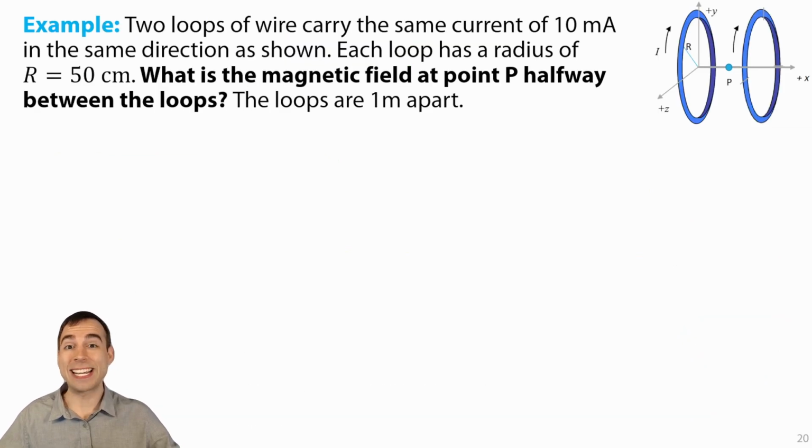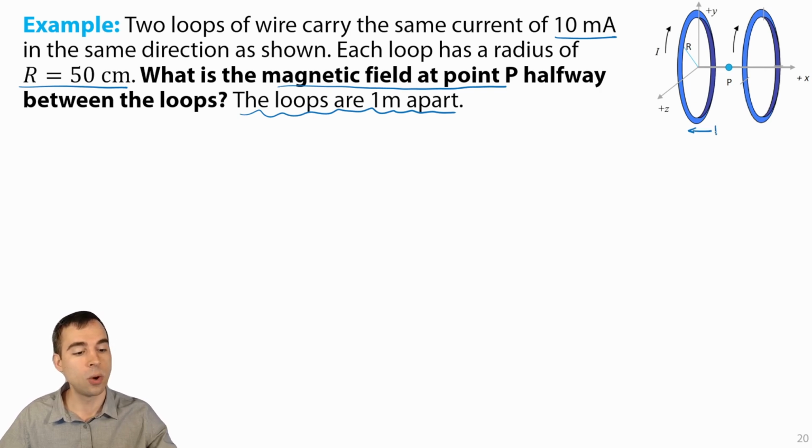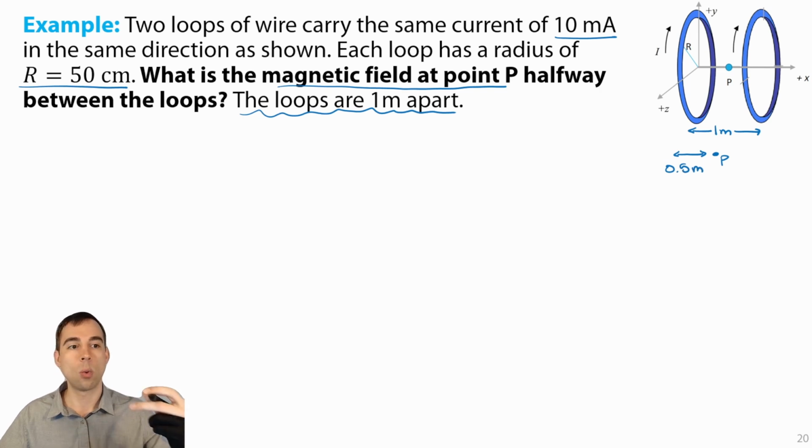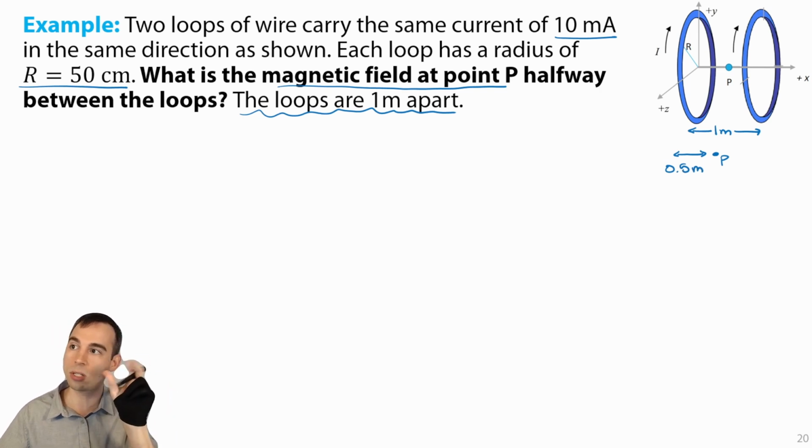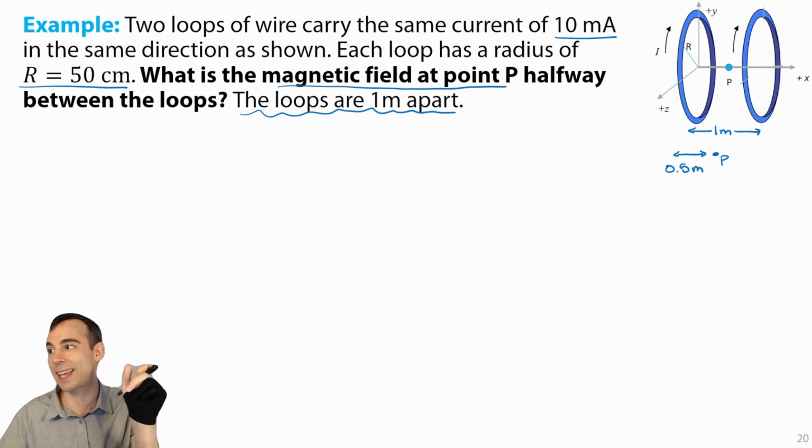So here we are inspecting an example of two single current carrying loops, each carrying a current of 10 milliamps, each with a radius of 50 centimeters. We're asked to calculate the magnetic field at a point P halfway between those two if they're separated by a distance of 1 meter. So the total distance separating these two is 1 meter, and that means the distance from one loop to my point of interest P is just 0.5 meters. It's like we're 0.5 meters above the first loop and 0.5 meters below the second loop.